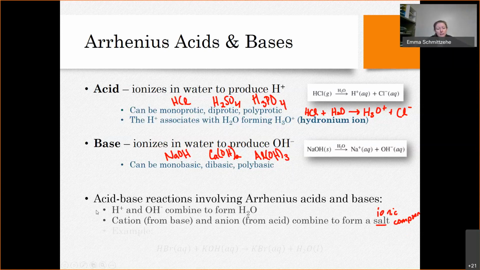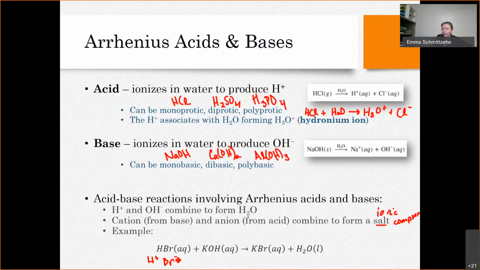So if you want to see an example, if we had HBr and KOH, so hydrobromic acid, that's an Arrhenius acid, because when we put HBr in water, what you get is H plus and Br minus. And so I can jot that down. So when it's in water, you really have those two ions. And then potassium hydroxide, that's an Arrhenius base, because when you put it in water, you get K plus and OH minus, so it gives you OH minus.